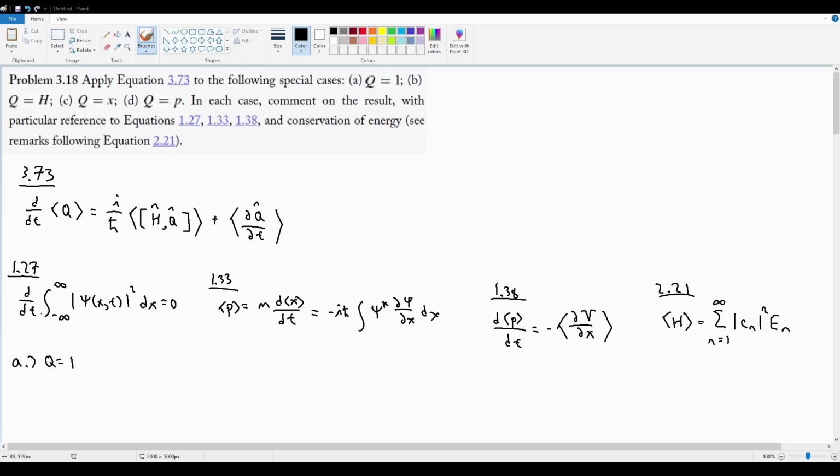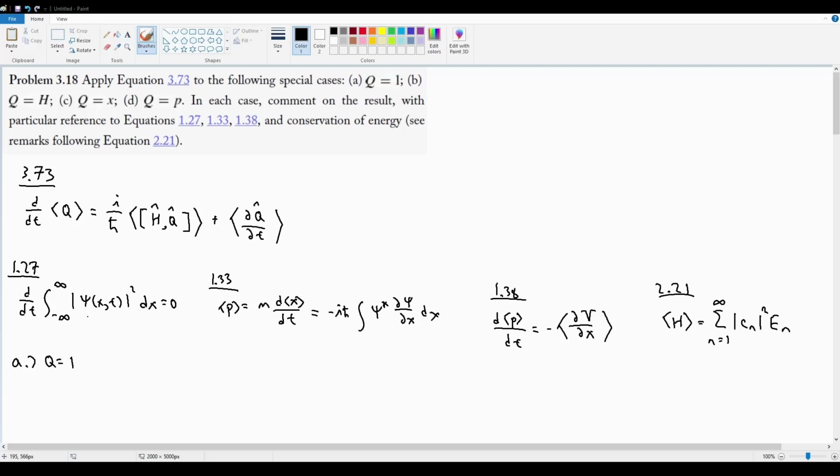1.27 is this expression, d by dt of the integral from negative infinity to positive infinity of mag psi squared dx equals 0, which is basically saying that the total area underneath a probability curve won't change with respect to time. This is directly used in the problem back in chapter 1, which asked us to show that if a wave function was normalized, then it would stay normalized with respect to time.